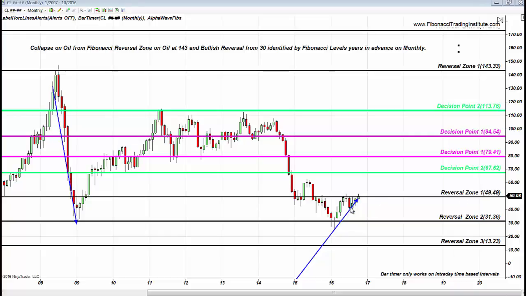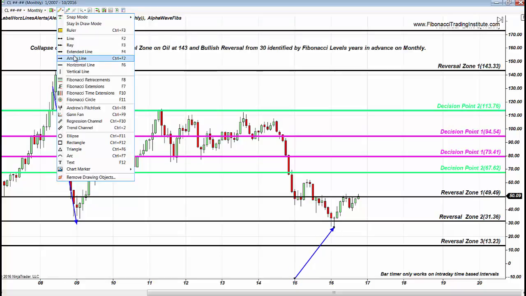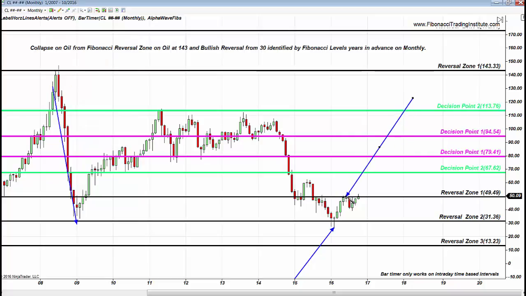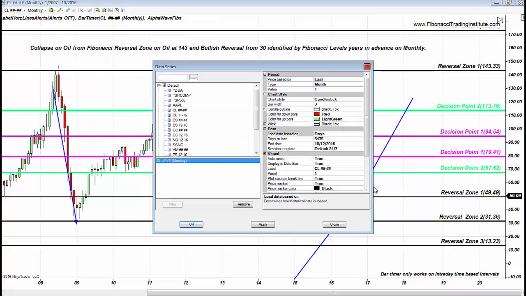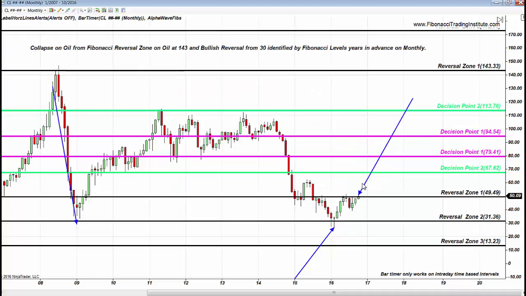For years we've been discussing that when oil comes to 30, expect a bullish rally. For years we've been discussing that 50 will be a war zone. Price is stuck here and has been stuck at this Fibonacci resistance how many months? Many. Month 1, month 2, month 3, month 4, month 5, month 6. Ouch. Quite a problem.